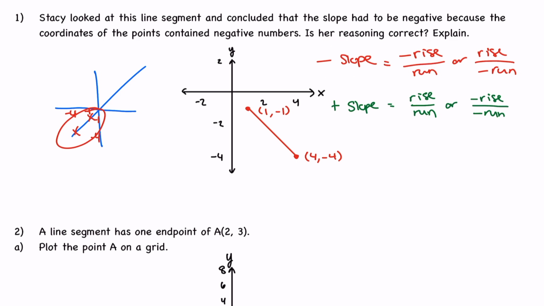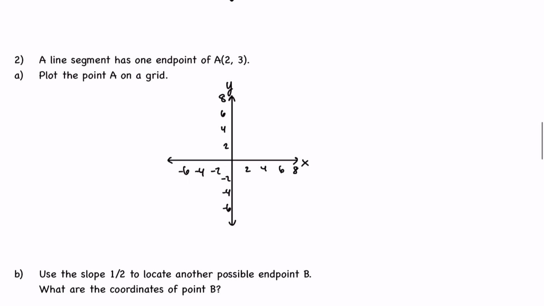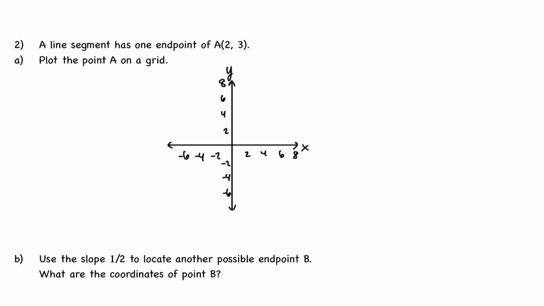Now let's look at example 2. A line segment has one endpoint of A(2, 3). Part A says to plot the point A on a grid. So if A is (2, 3), that means the x value is 2 and the y value is 3. So if we were to plot that, we would go to x is 2, which is over here, and we go up 3 spaces. So we go up to y equals 3. So our point would be right here.